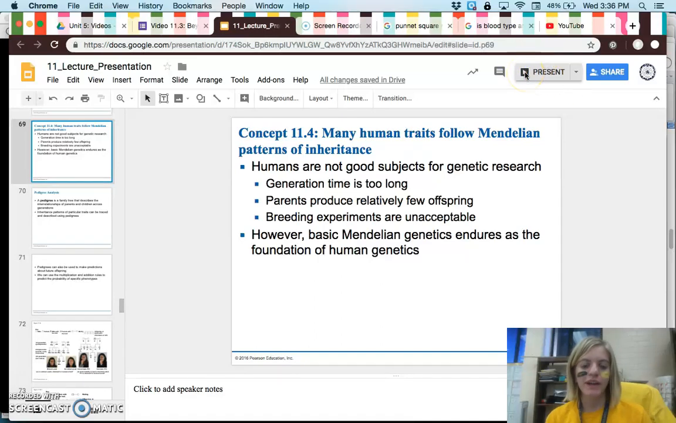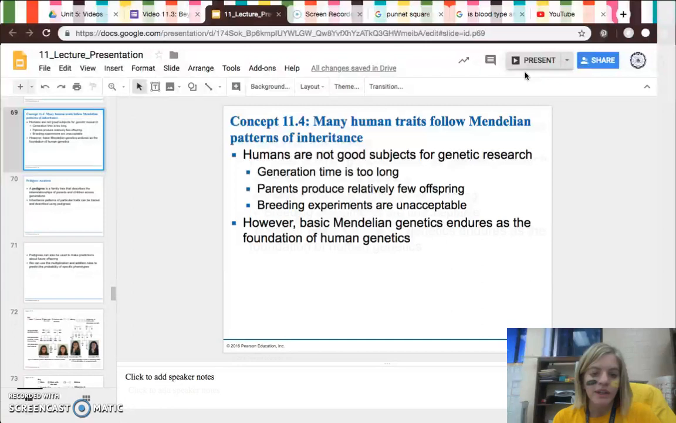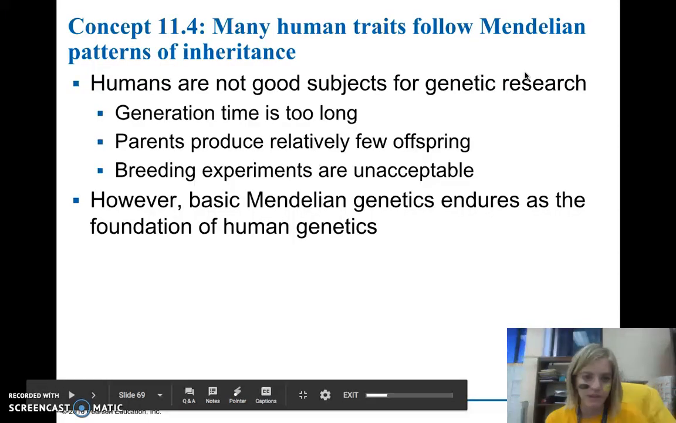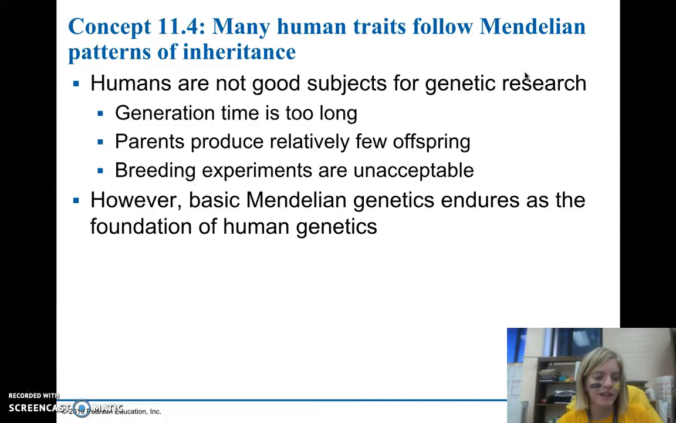Wonderful. So the final section in 11.4 focuses on traits that do follow the Mendelian inheritance patterns. But when we are looking at inheritance patterns, one thing that is for sure is that humans are not great subjects for genetic research because, as you know, Mendel liked the pea plants because he could choose exactly who bred with who, and they bred relatively quickly, so he could observe the results of those breedings. But humans, you can't really force them to marry certain people and breed with them to observe the results.